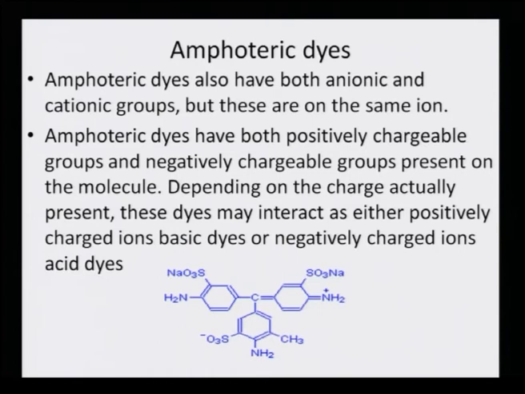Then there are some amphoteric dyes. Amphoteric dyes have both anionic and cationic groups in the same molecule, that is why they are amphoteric. Amphoteric dyes have both positively chargeable groups and negatively chargeable groups present on the molecule. Depending on the charge actually present, these dyes may interact as either positively charged ions, basic dyes, or negatively charged ions, acid dyes. So, you see that there are COO minus as well as NH3 plus, both present on the same moiety.